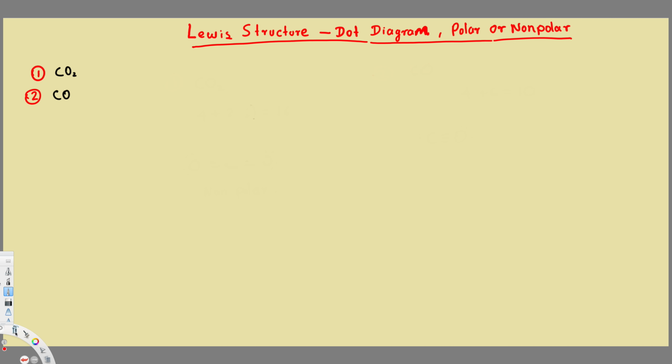What's going on, guys? Let's see how we can draw the Lewis structure for these two molecules right here and determine whether it's polar or non-polar. So let's begin with the carbon dioxide.